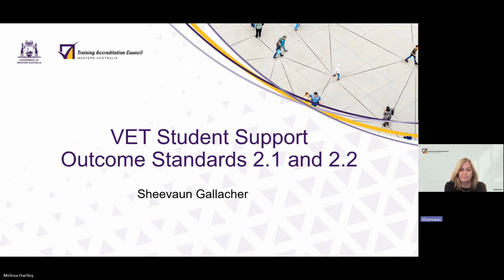product for the student. So the objective of today is to give you a bit of an overview around what your actual responsibilities are with regards to outcome standards 2.1 and 2.2. So when you leave, you possibly have a bit of a plan in mind about how you might address some of this in terms of where you're at with your own RTO.